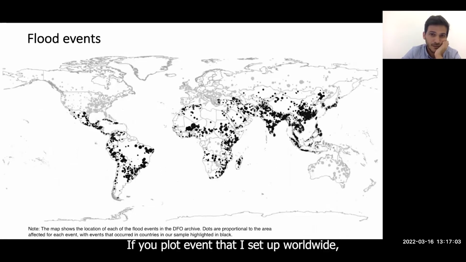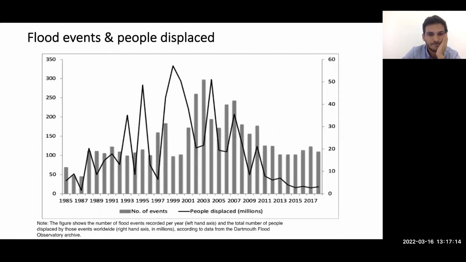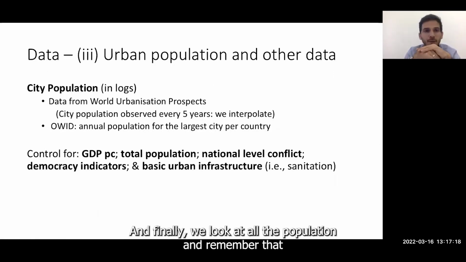All right. This is flood events, as I said, worldwide. You can see many flood events in Asia, but also in Africa, also in Latin America. And this is the evolution over time, right? And finally, we look at urban population and other data.